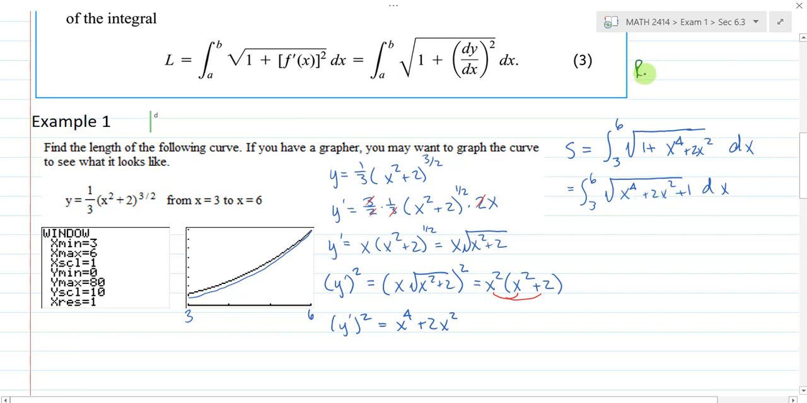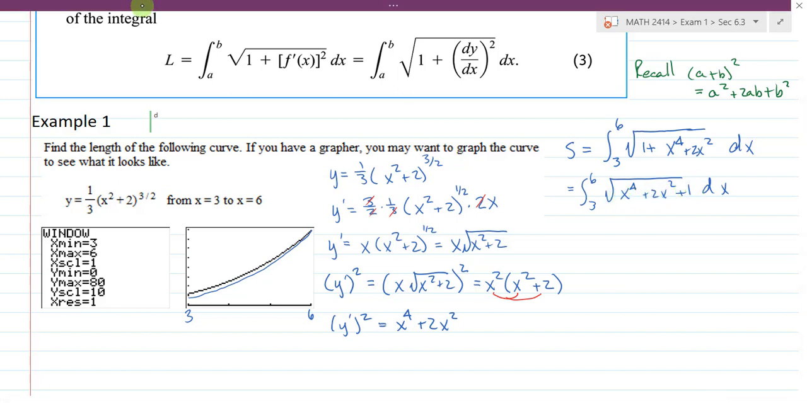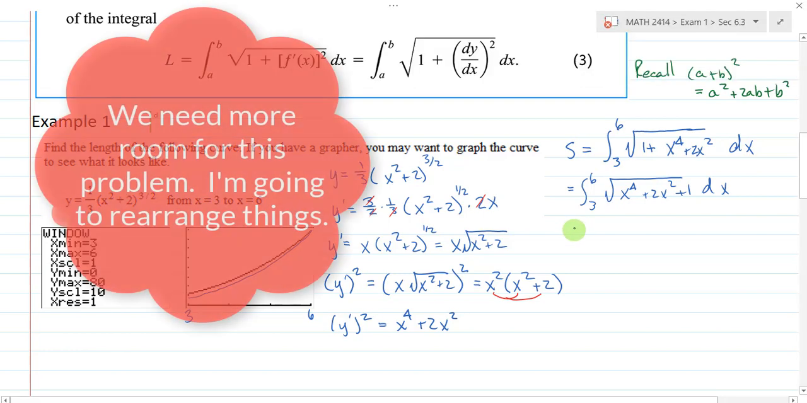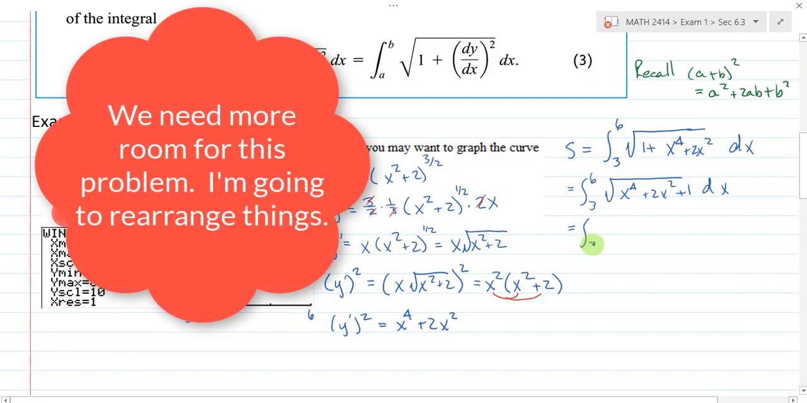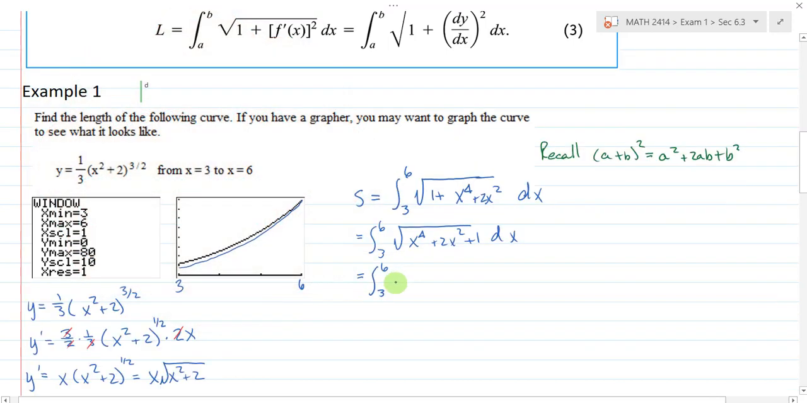In case you've forgotten, if I have (a plus b) squared, that's going to be a squared plus 2ab plus b squared. Following this pattern here, I have a squared plus 2 times ab plus b squared if a is equal to x squared and b is equal to 1. So that means that I could rewrite my integral as the integral from 3 to 6. This integrand can be rewritten as (x squared plus 1) quantity squared dx because this polynomial underneath the radical factors like this.